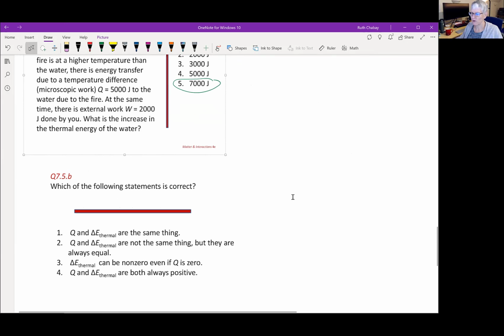Which of the following statements is correct? Are Q and delta E thermal the same thing? They're not the same thing, but they're equal.